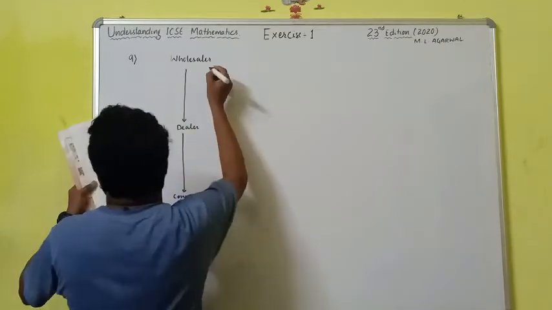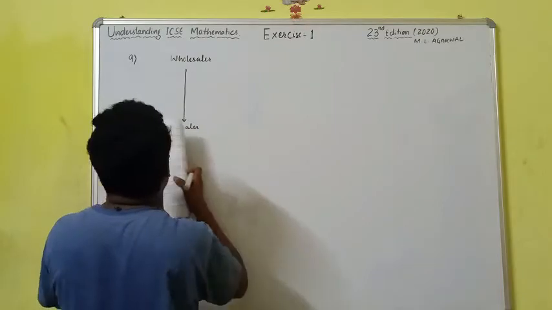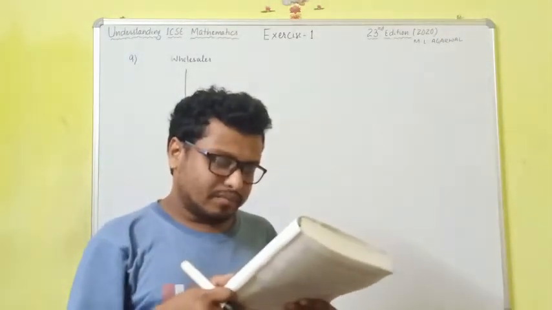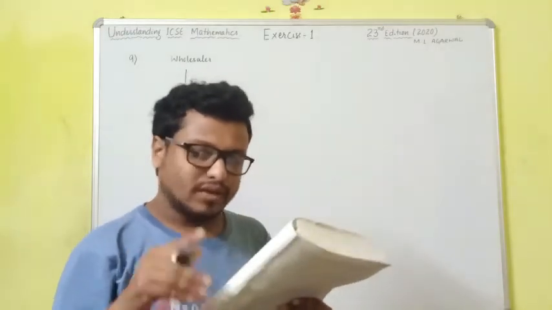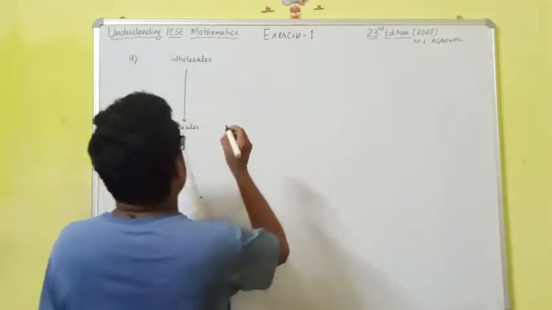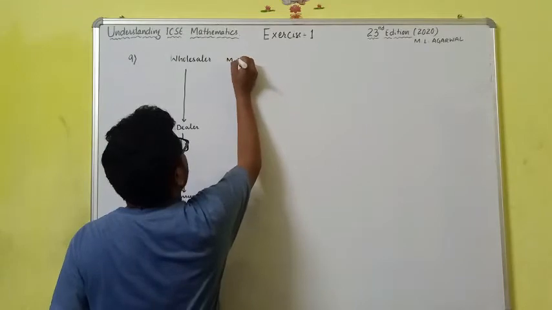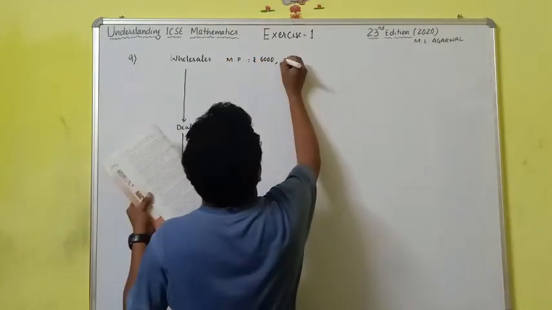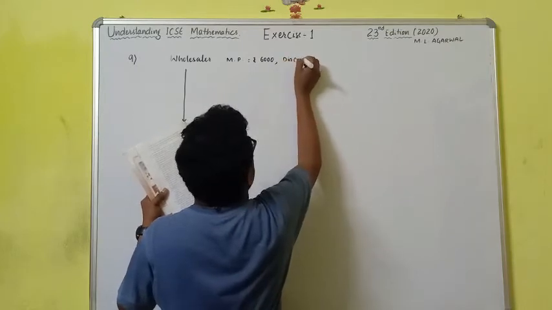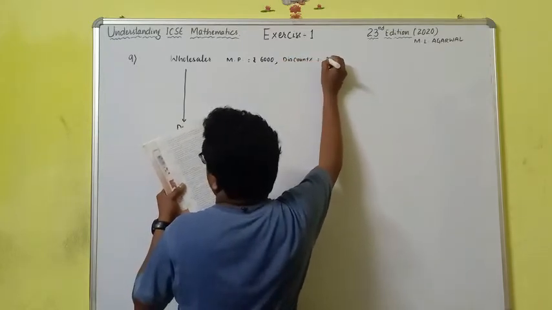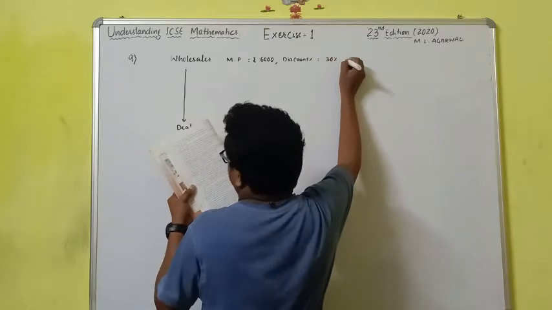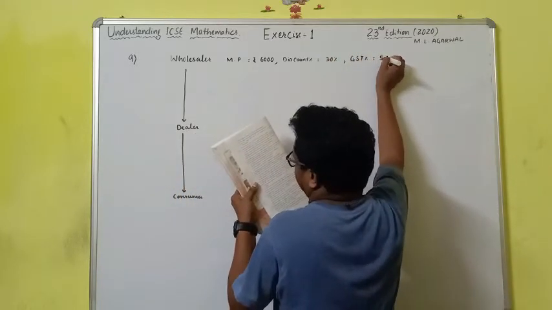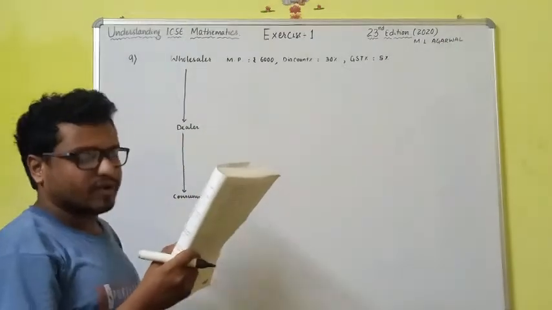First one is your wholesaler. The wholesaler sells the article at a discount of 30%. Means your mark price MP is equal to 6,000 and discount percentage is equal to 30%. Then GST percentage is equal to 5%. So you have to calculate whatever you have to calculate.